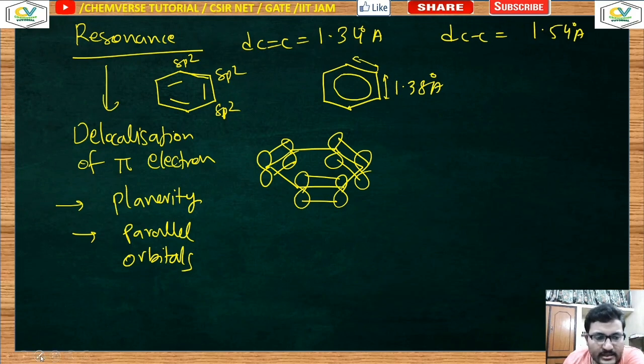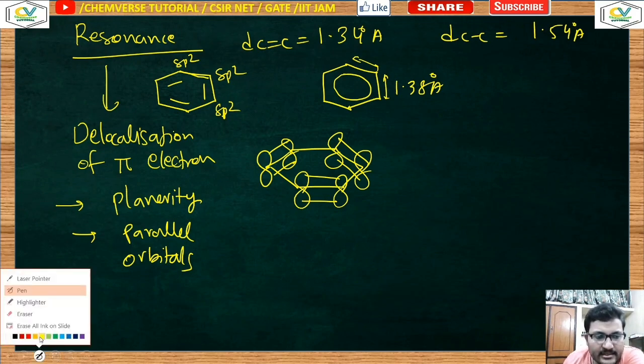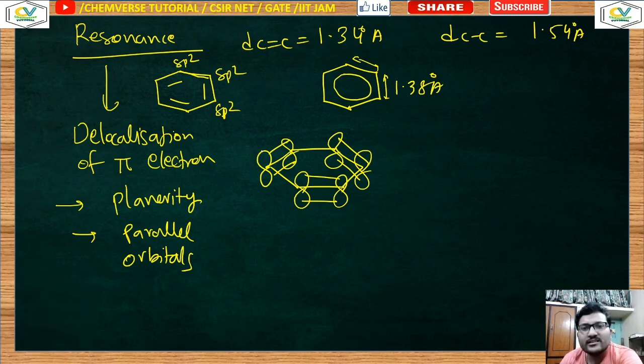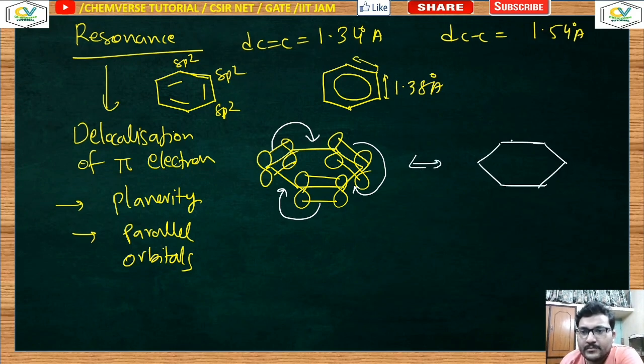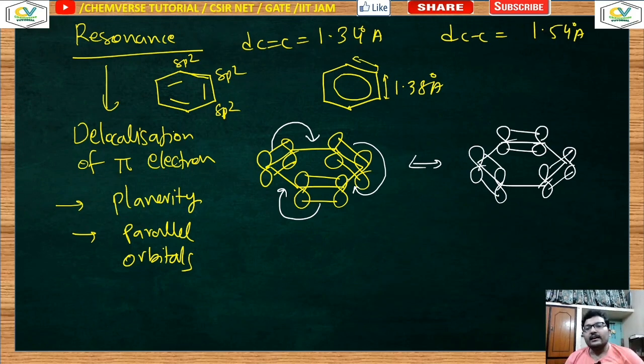Now what is another alternative? Since all these p orbitals are parallel to each other and the whole molecule is in a plane, there is a possibility that this bond will shift here, and this bond will shift here. So now the overlap will occur in this way. Now these two p orbitals are overlapping, and this is what is happening.